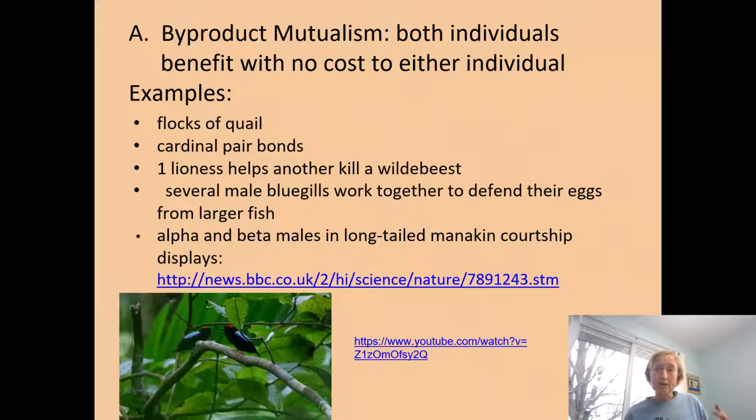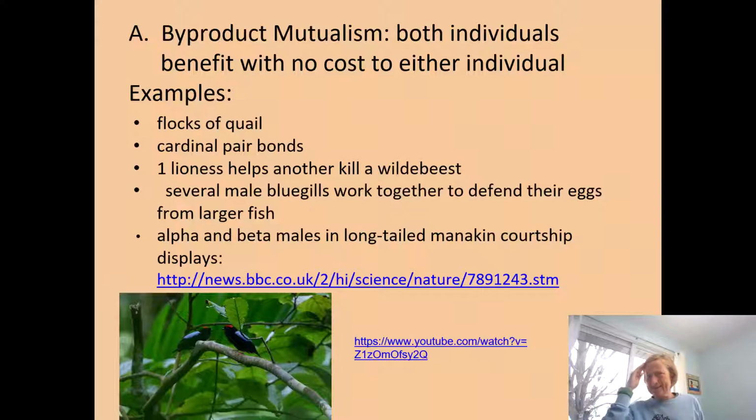One of the males is called the alpha male, the second male the beta male, and the alpha male will eventually win almost all the matings that they get. But the alpha and beta male work together in this really cool, complicated dance that they do to attract the female to mate with the alpha male. The alpha male gets virtually all the matings, and the beta male gets none.